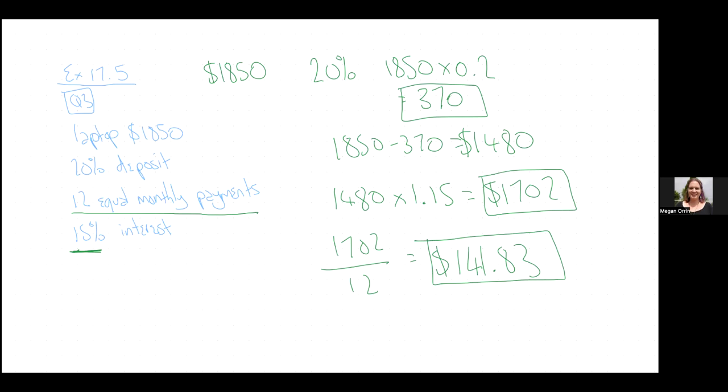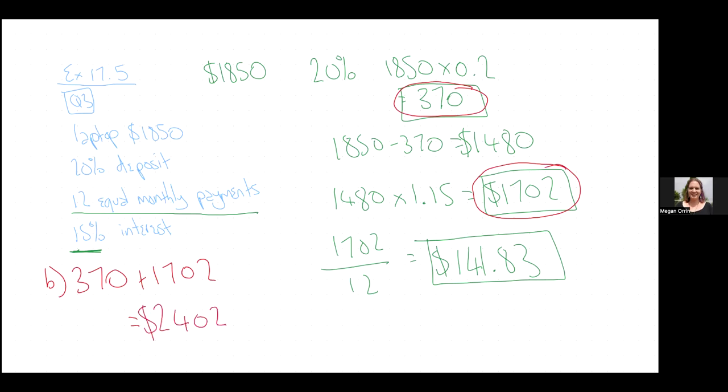Now, part B is asking what is the total cost of buying the laptop? What I now need to do is put all this information together, or the bits of information that make sense. So how much am I giving the person in total? Well, we started circling stuff before. I have already given them $370. I now have to give them, this is what's left over, but I've got interest on it, so I also have to give them 1702. Right? That was the total amount that I have to pay after I've already paid my deposit. So we need to put those things together. So that's 2402. So my laptop is going to cost me $2,402.